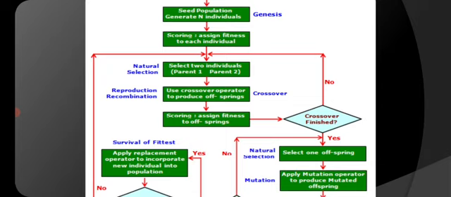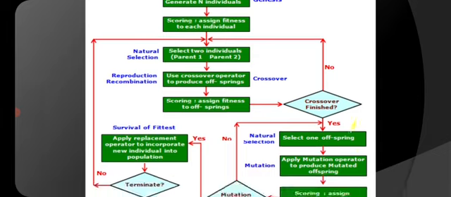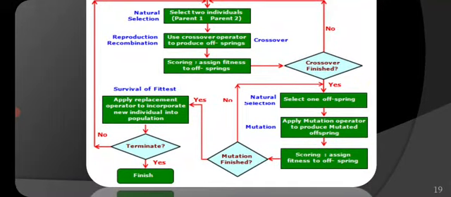Now after selecting the parents, let's start reproduction or crossover, right? So use crossover operators to produce offsprings. Now after reproduction, scoring: again assign fitness to the offspring. Now after assigning the fitness, the crossover process is finished. If we do not properly get the solution, go back to selecting the parents, the natural selection process. If crossover is finished, if yes, then select one offspring. Again do natural selection for the offspring.